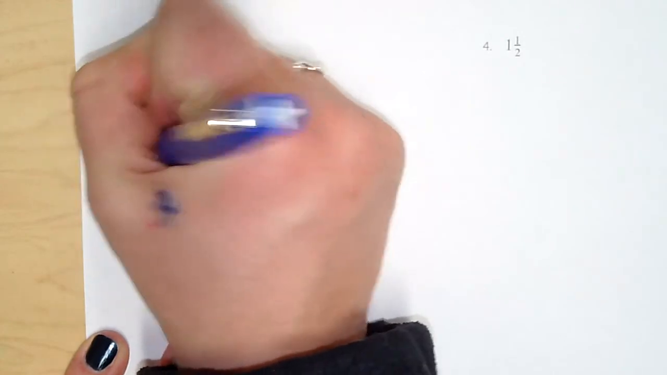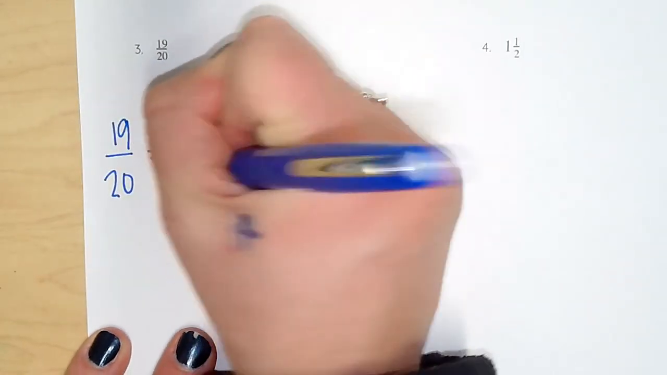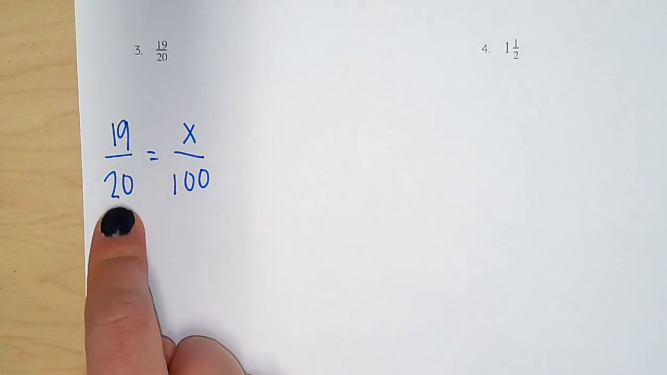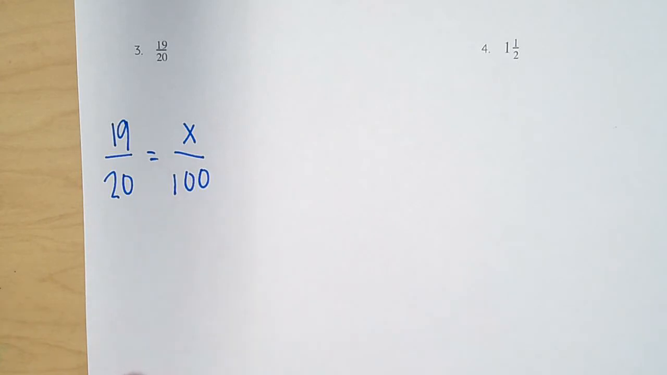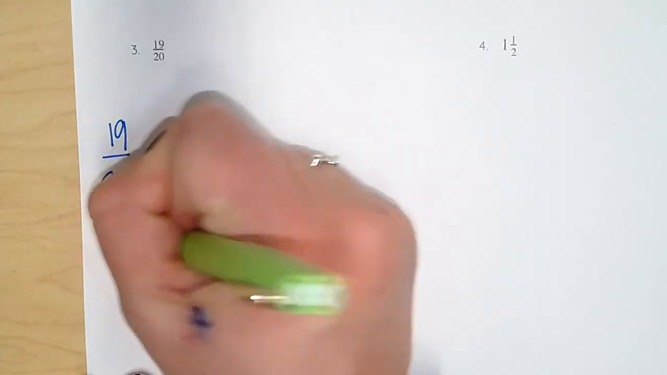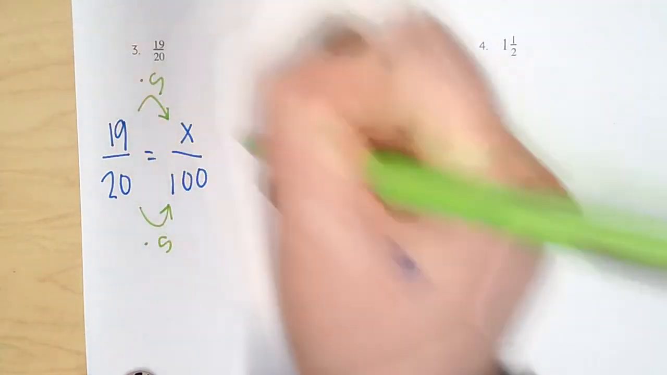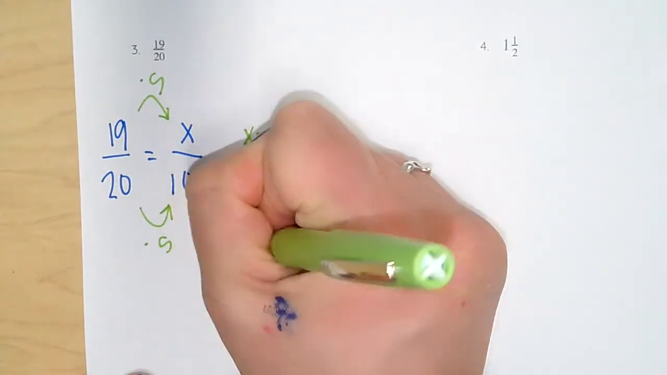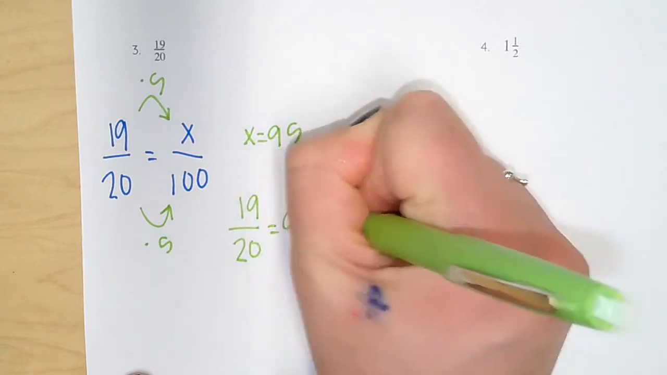It says 19/20. So again, I set up my equation. What percent will I get to? 19/20 is equivalent to something over 100. What is my percent? Well, I know that I can multiply this by 5, so I multiply this by 5, getting me x equals 95. Therefore, 19/20 is equal to 95%.